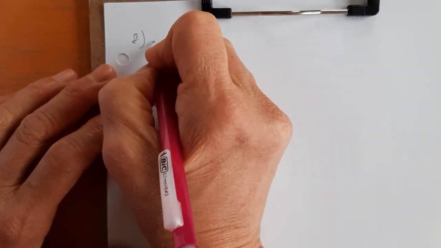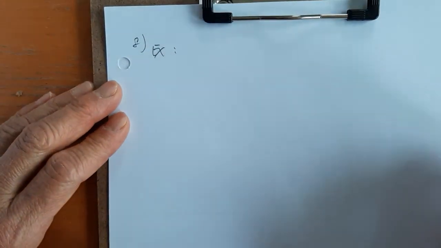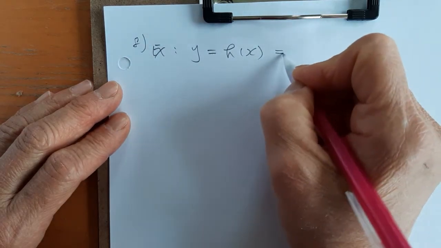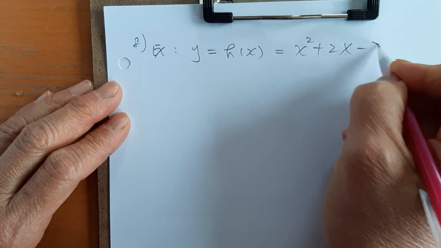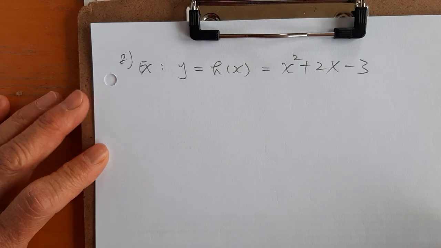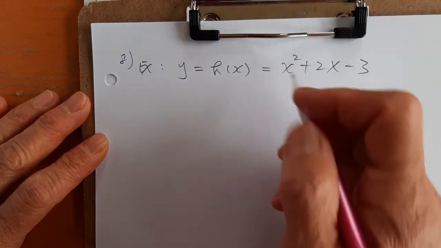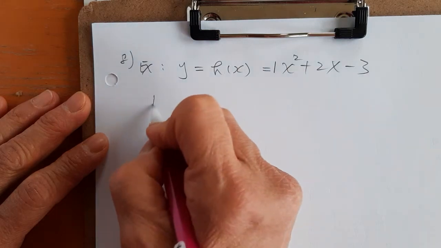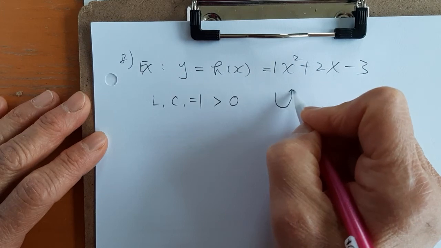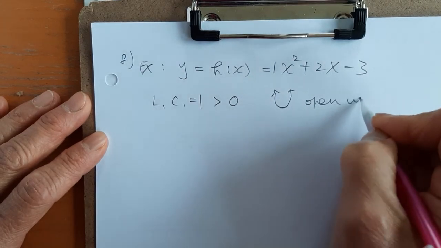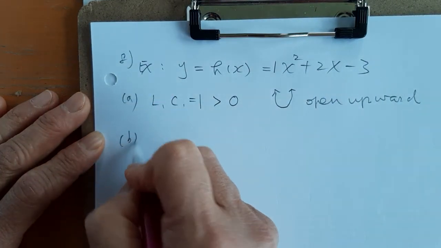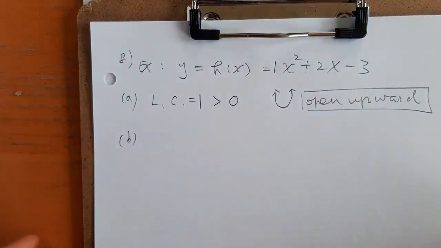So let's try examples here. Question 8, examples. Given the function h of x equals x squared plus 2x minus 3, draw the graph. First of all, the leading coefficient is 1, which is positive. So the graph opens upward. That's A, open upward.